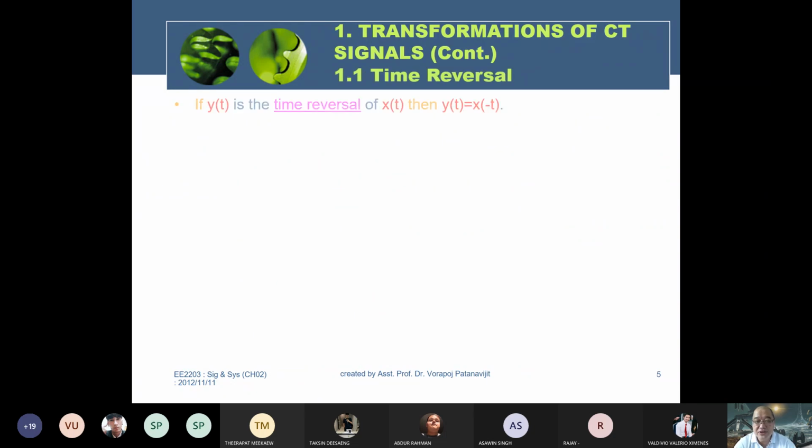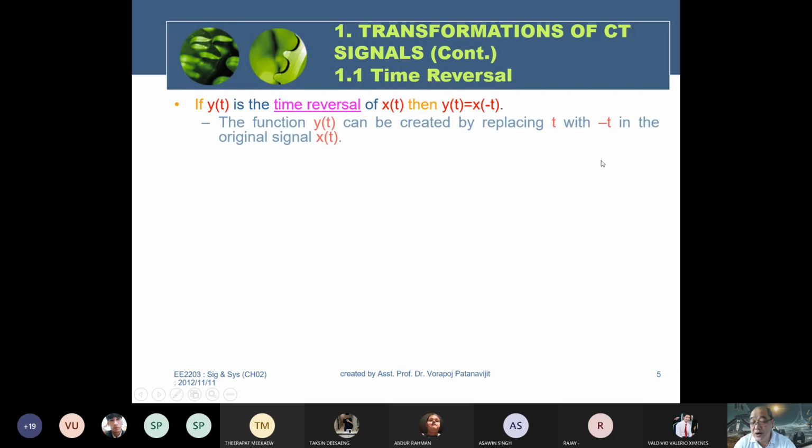For the time reversal, you can define that if y(t) is the time reversal of x(t), then in the mathematical definition, y(t) equals x(-t). The function y(t) can be created by replacing t with -t in the original signal x(t).